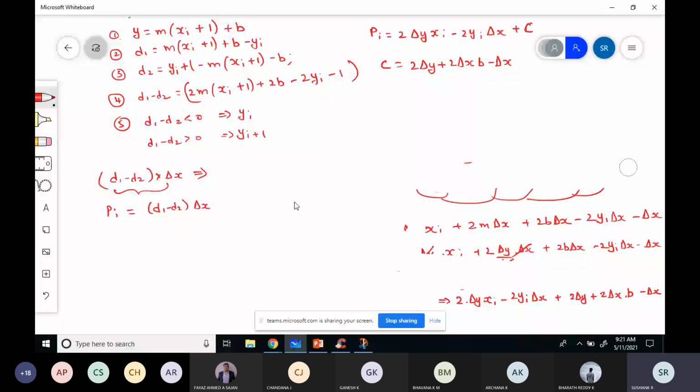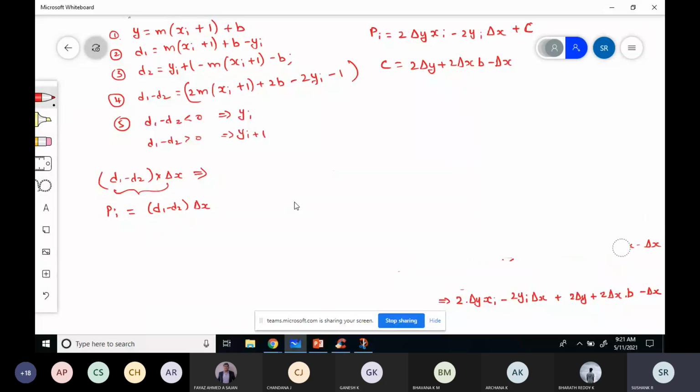See, even p is nothing but d1 minus d2. So I told you, d1 minus d2 less than 0, select yi. D1 minus d2 greater than 0, select the next point in y coordinate. The same way here also, if pi is less than 0, you'll be selecting the yi coordinate, and if pi is greater than 0, you'll be selecting y of i plus 1. So now the equation has been simplified further.